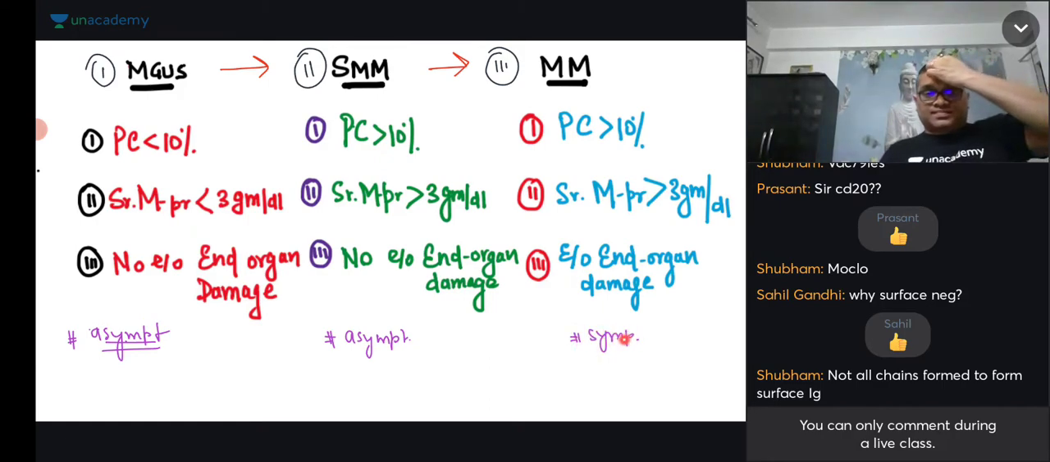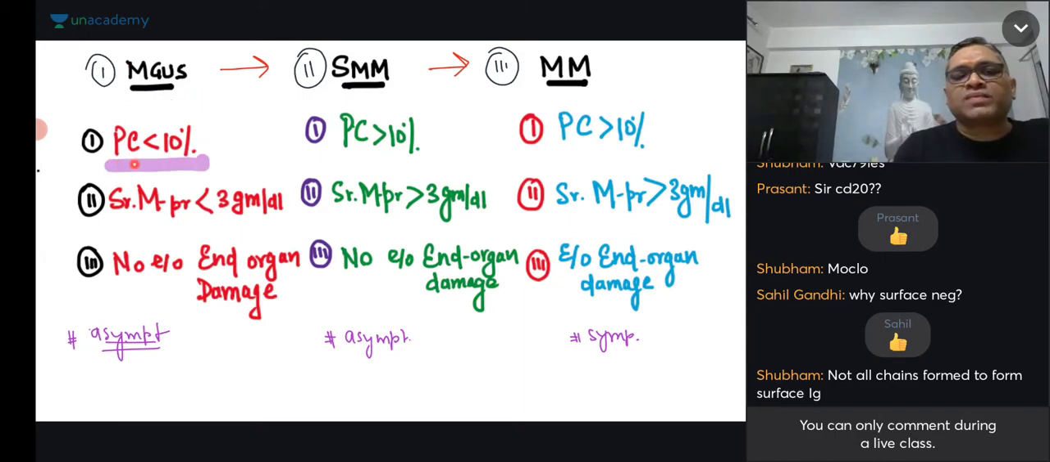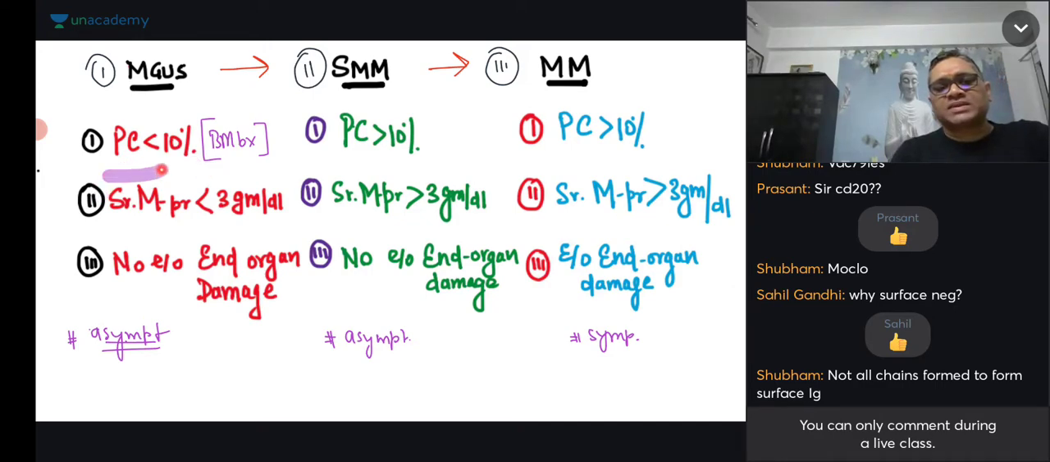Right? So what are the findings you will see in monoclonal gammopathy of unknown significance? Remember, there are only three findings you will see in these disorders. In MGUS, when you check the bone marrow biopsy, the plasma cell count will be less than 10%. Clear? So plasma cell count less than 10%, M protein will be less than 3 gram per deciliter.